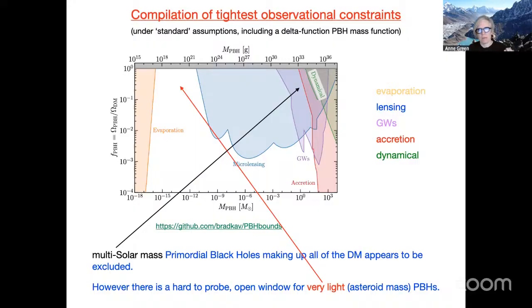They can make up maybe 1% of the dark matter, but it really looks like they can't make up all of it. However, there is this open window, the asteroid mass window, since the masses of the primordial black holes are roughly equal to the mass of asteroids, where at the moment at least the primordial black holes could make up all of the dark matter. And this largely reflects the fact that asteroid mass compact objects are hard to detect. And at the very end, I'll come back to some ideas for doing that.